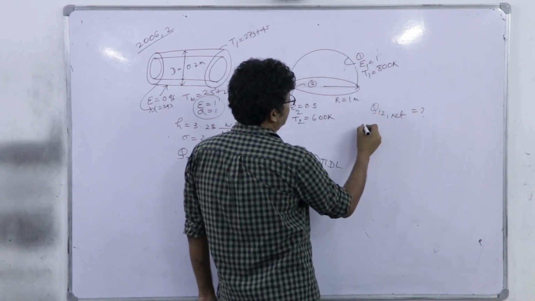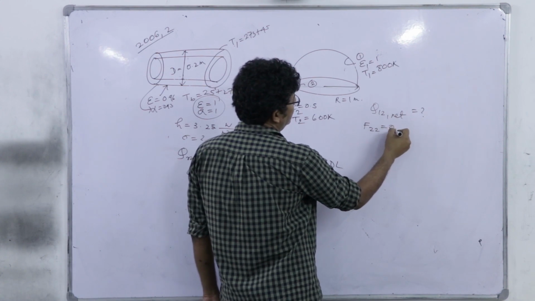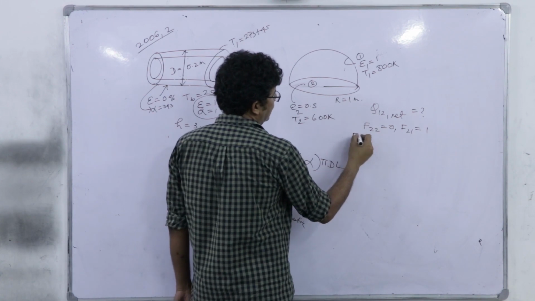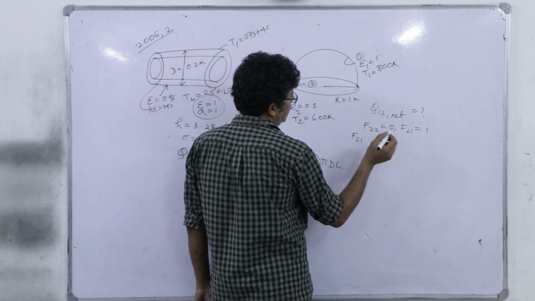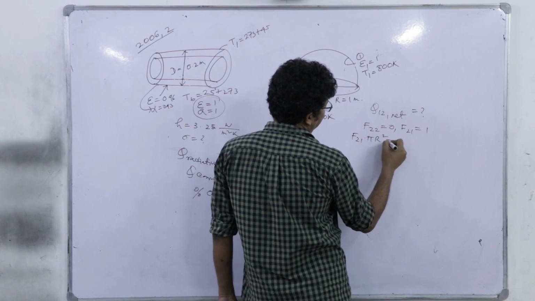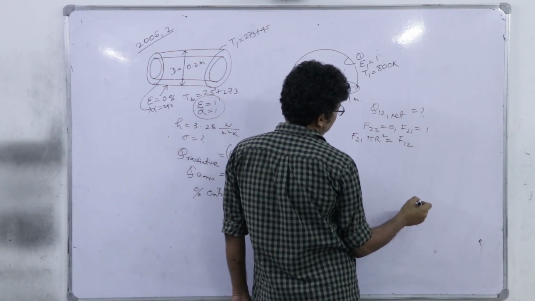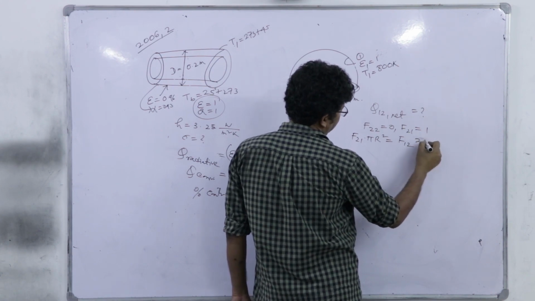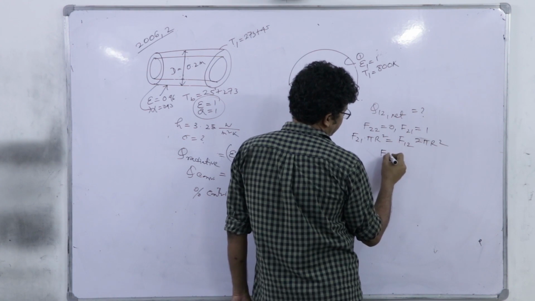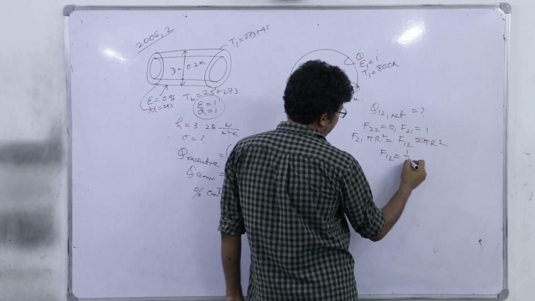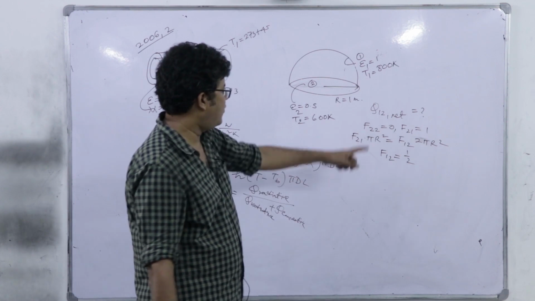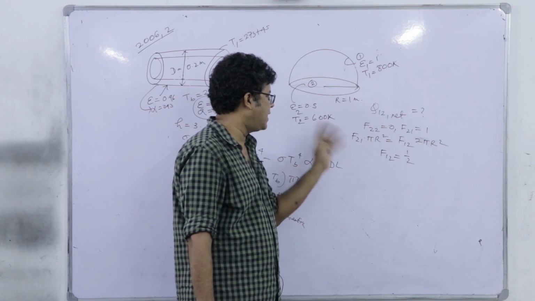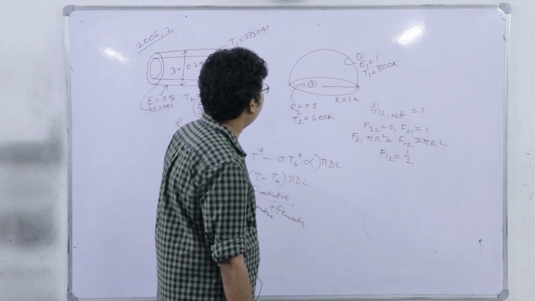F22 is equal to 0, F21 is equal to 1, already we have solved. So F21 into pi r square will be equal to F12 into 2 pi r square, right. So F12 naturally becomes half. F12 is half, right, because R is equal to 1, and even if R is not equal to 1, F12 is equal to half.